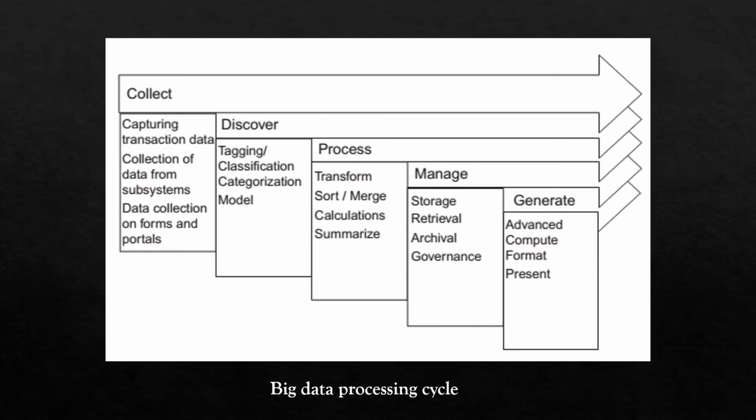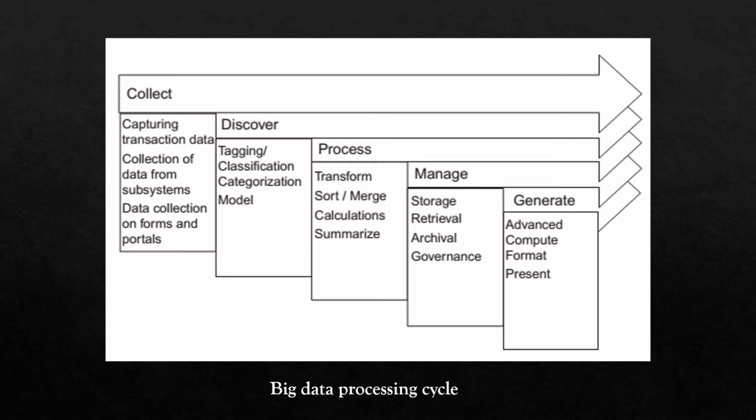Okay, this is the big data processing cycle. You can see the difference between data processing and big data processing. There is one more process here, the additional process, which is discover. Okay, collect, process, manage, and generate. These are the four processes in data processing, but with big data, the difference is that it has another process which is discover.